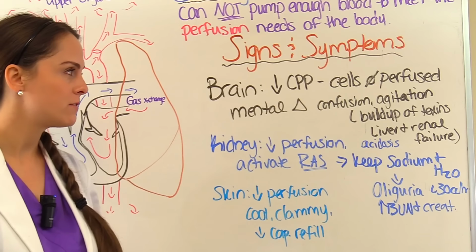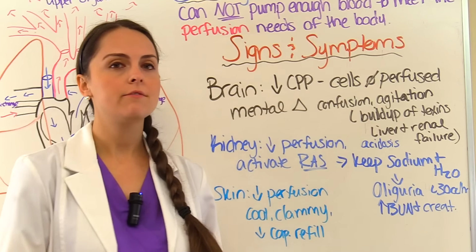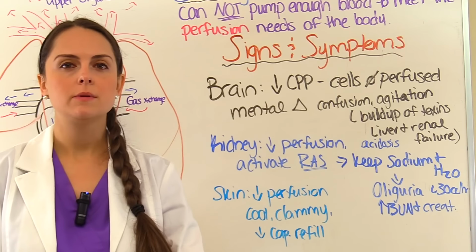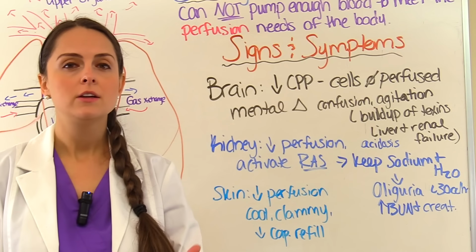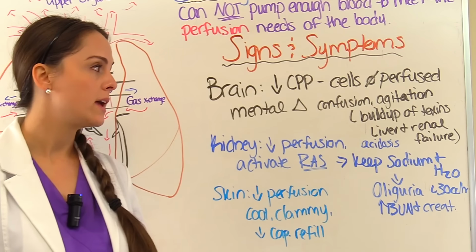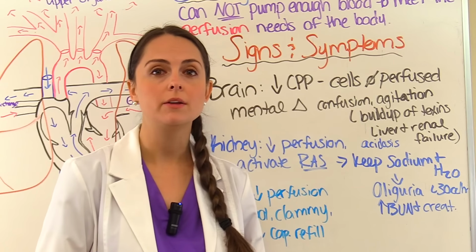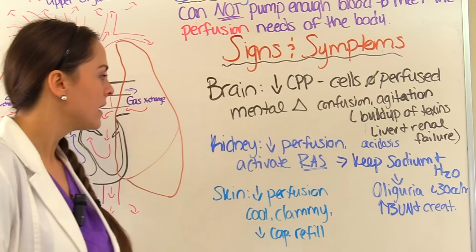In addition, this confusion and agitation can stem from the buildup of toxins, because the liver isn't really going to be working efficiently by filtering out toxic substances along with the renal system, and you'll be having acidotic conditions from the buildup of lactic acid.